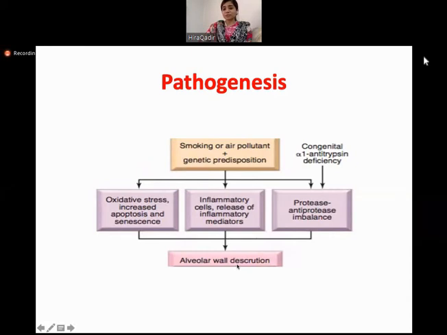That's why the destruction of the alveolar wall leads to emphysema, which leads to air trapping, increased lung volumes, and a decreased FEV1 to FVC ratio. There is decreased recoil and increased compliance. So this is the pathogenesis, and that leads to the consequences.